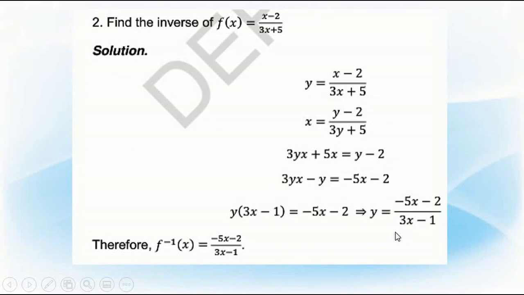So let's now factor y. So y multiplied by 3x minus 1 is equal to negative 5x minus 2. Let's now divide both sides of the equation by 3x minus 1. So that becomes y is equal to negative 5x minus 2 over 3x minus 1. Therefore, the inverse of that function is equal to negative 5x minus 2 over 3x minus 1.